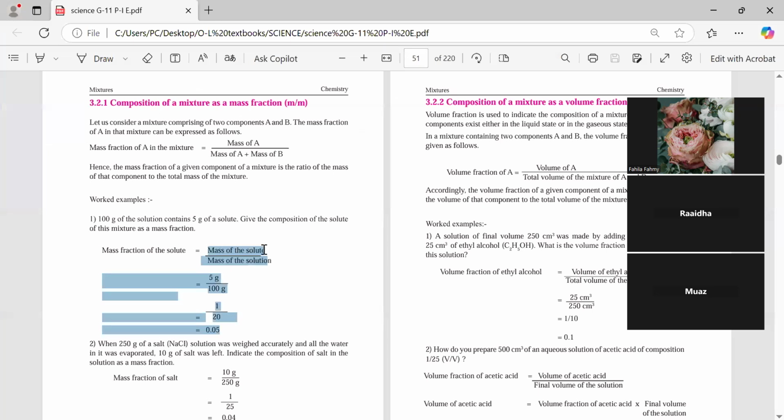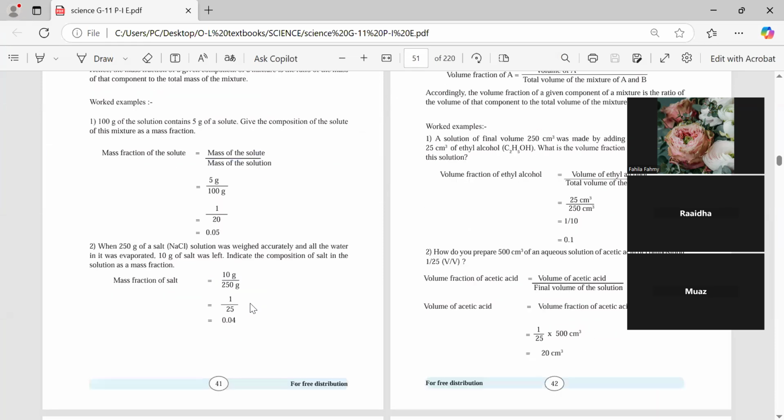Mass of the solute divided by mass of the solution, right? Okay. Another example over here. They give you how much salt is being used, right? And then they are telling you all the water in it evaporated. 100 grams of salt was left. Indicate the composition of salt in the solution as a mass fraction.